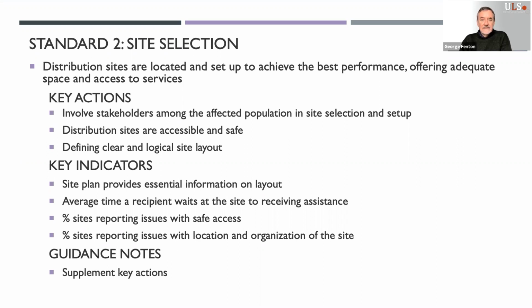Key indicators include that there should be a distribution site plan providing essential information on site layout and space use. The average time that a recipient is waiting from the beginning of the distribution to receiving assistance should be tracked. Also, the percentage of sites that report issues with safe access for recipients and other stakeholders, and the percentage of sites which report issues with distributions related to the location and organization of the site should be tracked.